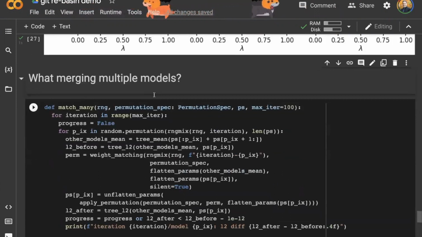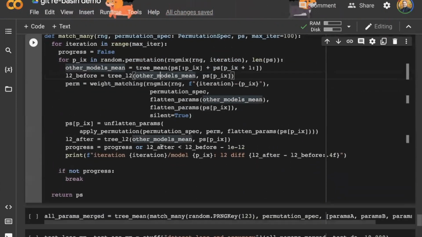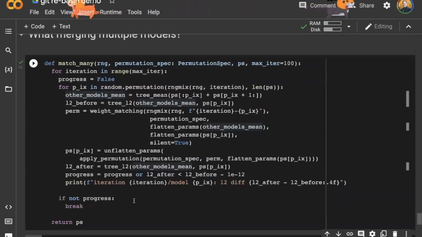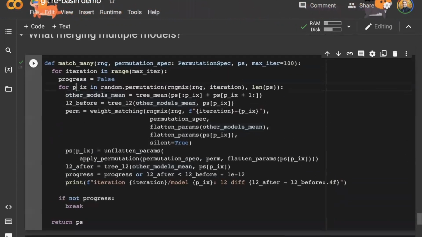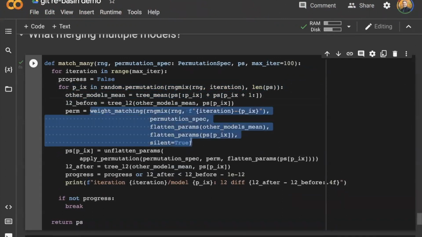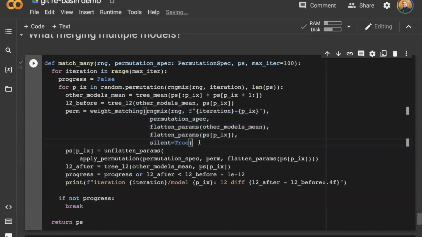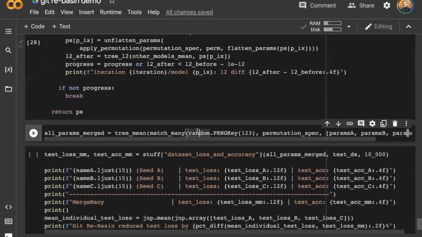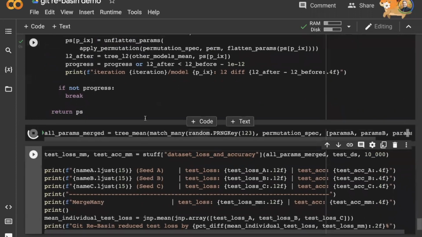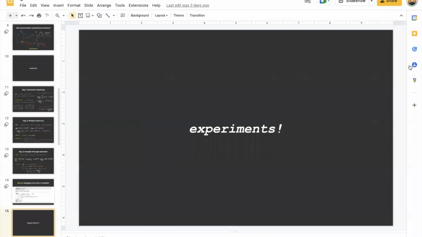Next up, I talked about this merging multiple models algorithm. Let's try running that. It's the same thing: we pull one model out of the batch, take the mean of all the other ones, and then do the weight matching between the two, right? So I weight match between the other models and myself, and I just keep doing that. Let me kick that off, and while that's cooking, I'll go back to the slides here.